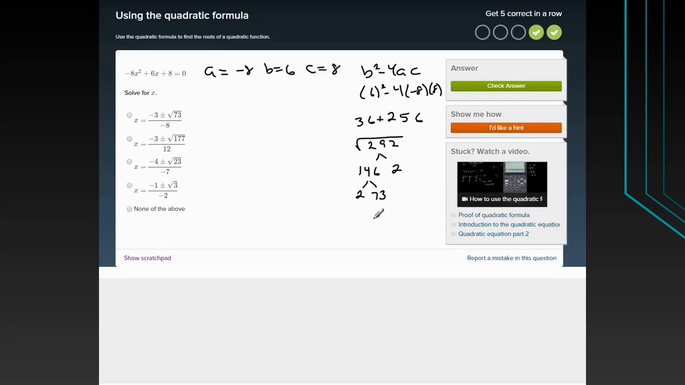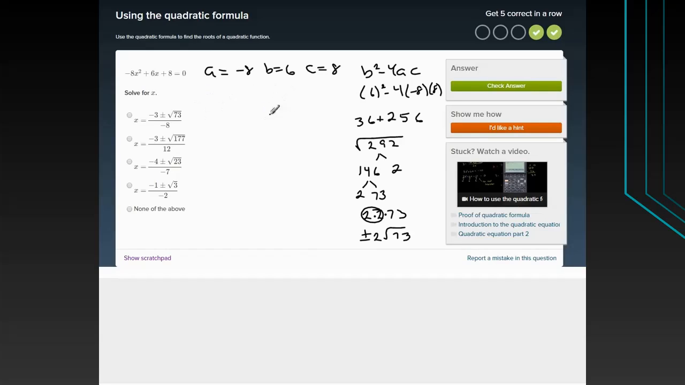Now 73 is not even, so I know I can't divide it by 2. 3 doesn't go into it, 5 doesn't go into it. So I'm pretty confident that I'm going to stay with this breakdown right here. So I have 2 times 2 times 73. So I have the pair of 2's, so this becomes plus or minus 2 square root of 73.